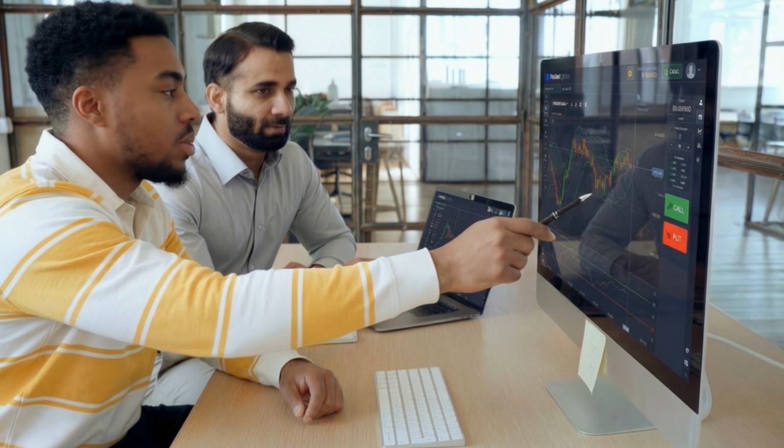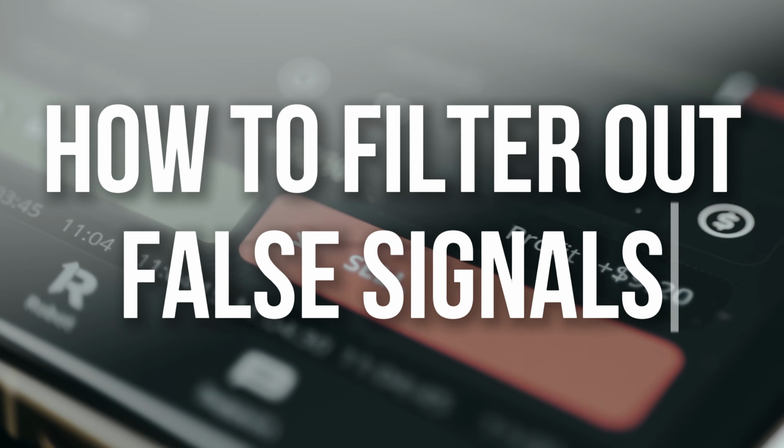I also want to remind you that in this trade, I only explain the basic principles of working with these indicators. In the next trades, you will learn much more. By the end of this video, you will know how to filter out false signals to improve the effectiveness of your trades.